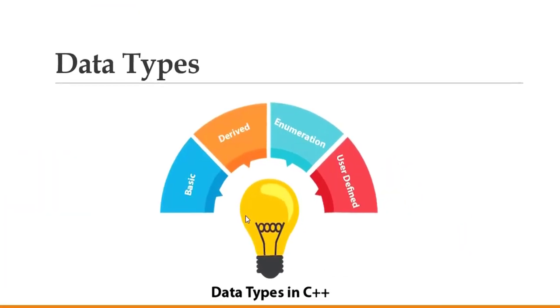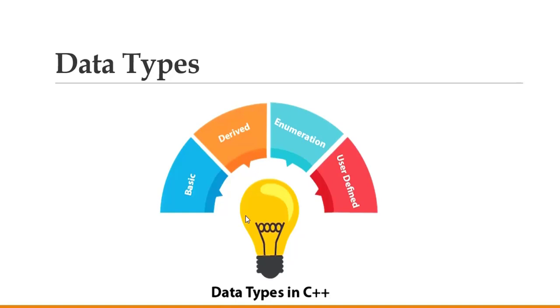So here there are 4 types of data in C++. First one is a basic data type, second one is a derived data type, third one is an enumeration, fourth one is a user defined data type. I hope you already know what user defined is. As a programmer, we are going to define our own data type. We are going to see how to create a user defined data type as we go further in the future videos. As for now, what you need to know is we have 4 types of data.